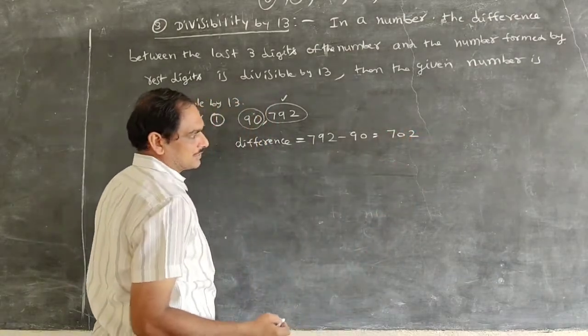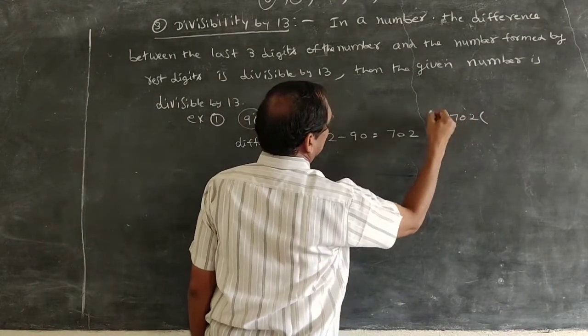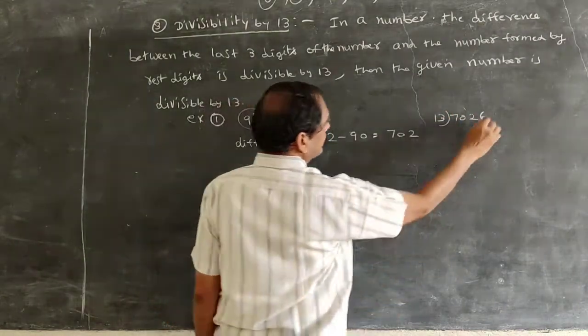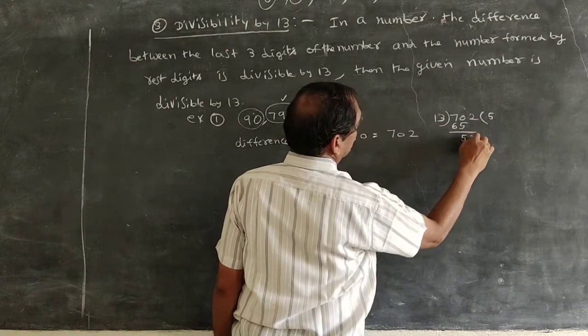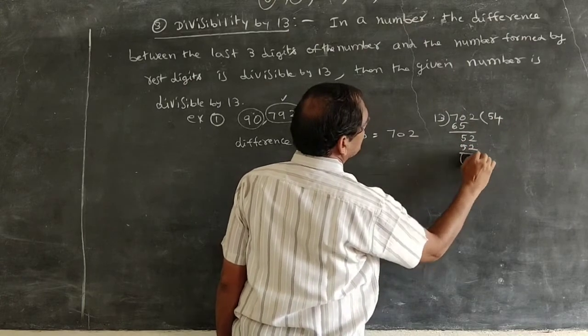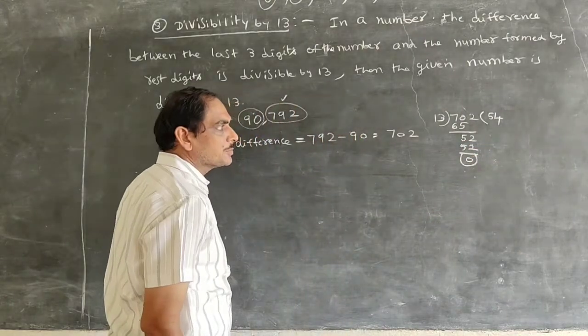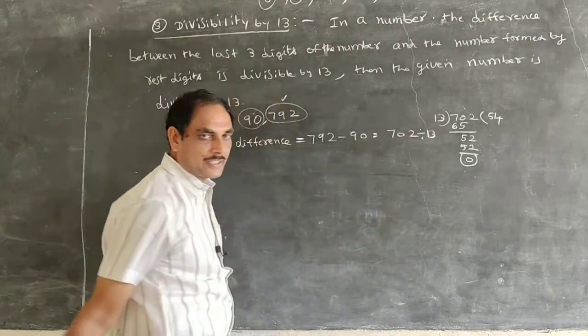Now we divide 702 by 13. 13 fives are 65, 13 fours are 52. So the remainder is zero. This means 702 is divisible by 13.